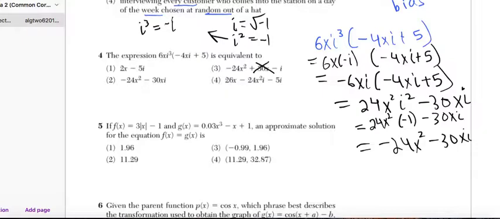So that means it's not choice 3 or 4, it's choice 2. Negative 24x squared minus 30xi. Right? And choice 1 obviously doesn't work either. But choice 2 is the one that works. All right, moving on to number 5.